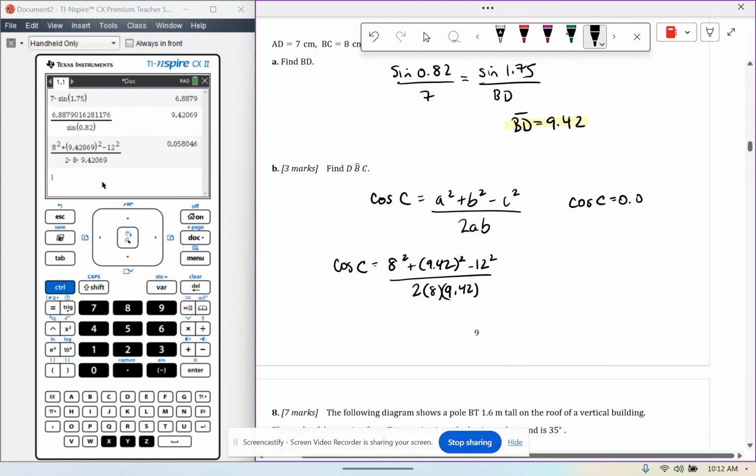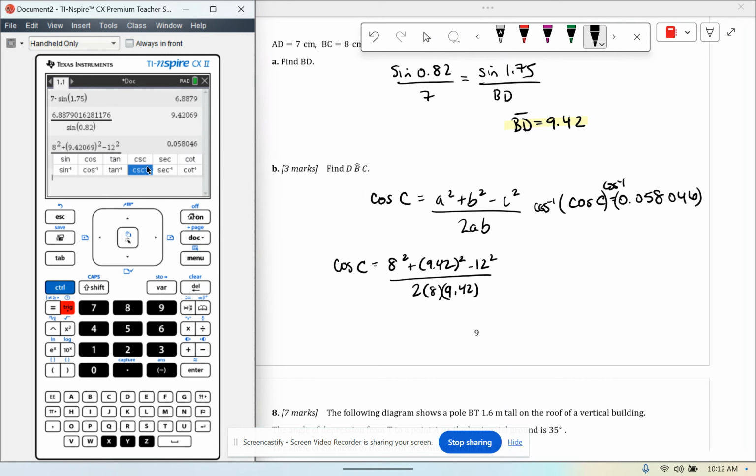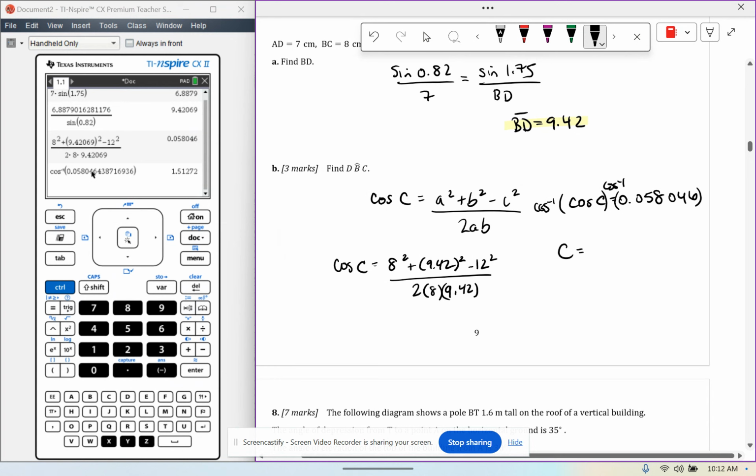So I've got to do inverse cosine to figure out what the angle measure is. All right, so inverse cosine, both sides. And I get 1.51 radians. So C, or let's call him DBC. Let's answer the question the way it was asked. DBC is equal to 1.51. And then you can either write radians or you can leave it off. It's fine. Radians don't need their units right now.